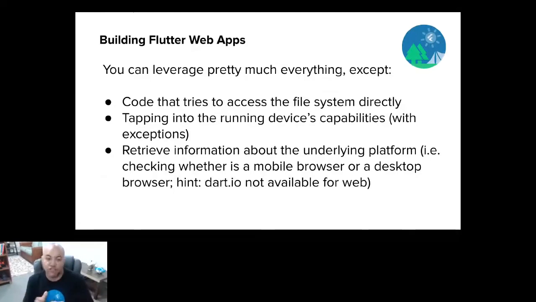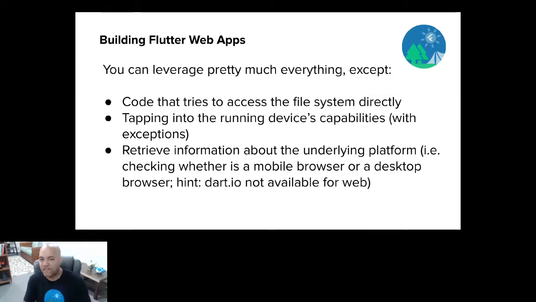And for example, like I mentioned, retrieving information about the underlying platform, for example checking if it's a mobile browser or a desktop browser, you cannot do that because there's a specific library that provides that, which is dart.io. And as far as I'm concerned, it's not available for web yet, but at least you have a lot of things that you can build in a Flutter web application. And I'm going to show you that in just a minute.